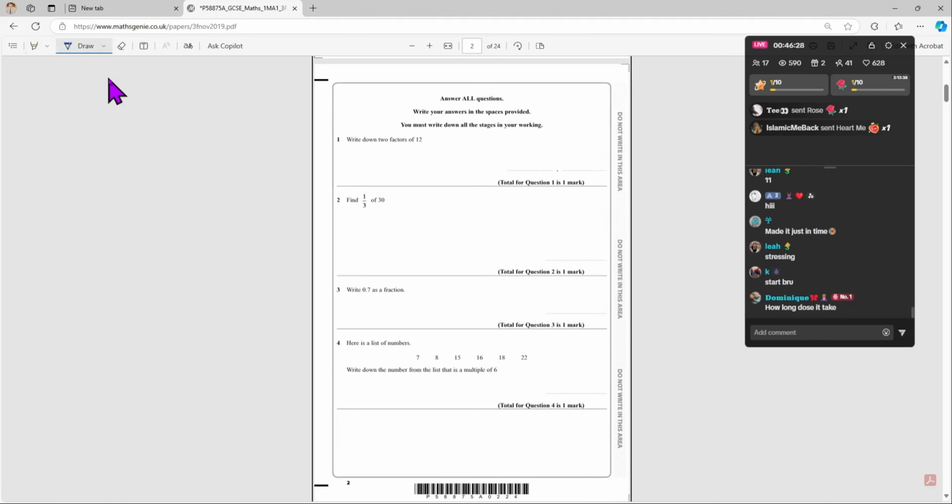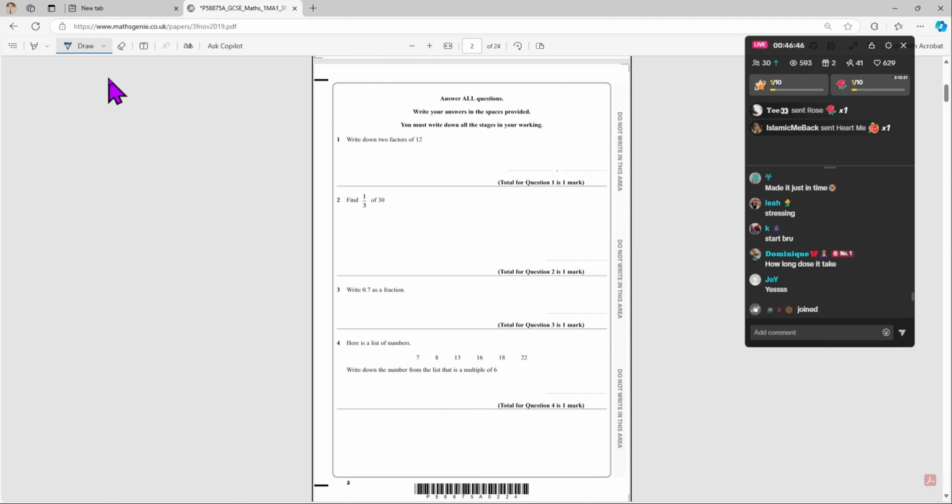So, question number 1. Write down 2 factors of 12. So, these are the easy questions. I'm going to ask you to do it. So, write down 2 factors of 12. Tell me in the chat 2 factors of 12.